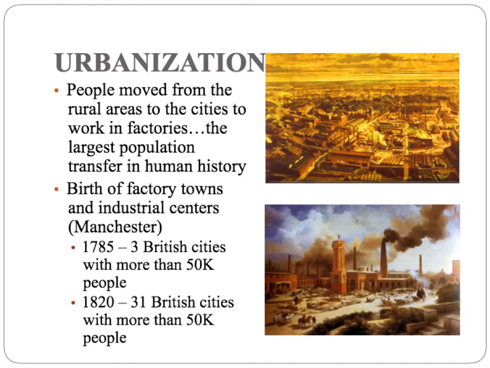And when factories are built, they are built along water sources at first because that's how they're powered. So people are going to move to the cities, because most cities are built along water sources. And you see a huge movement of people, the largest population transfer in human history. Cities in Britain especially, because Britain, of course, is where the Industrial Revolution starts.